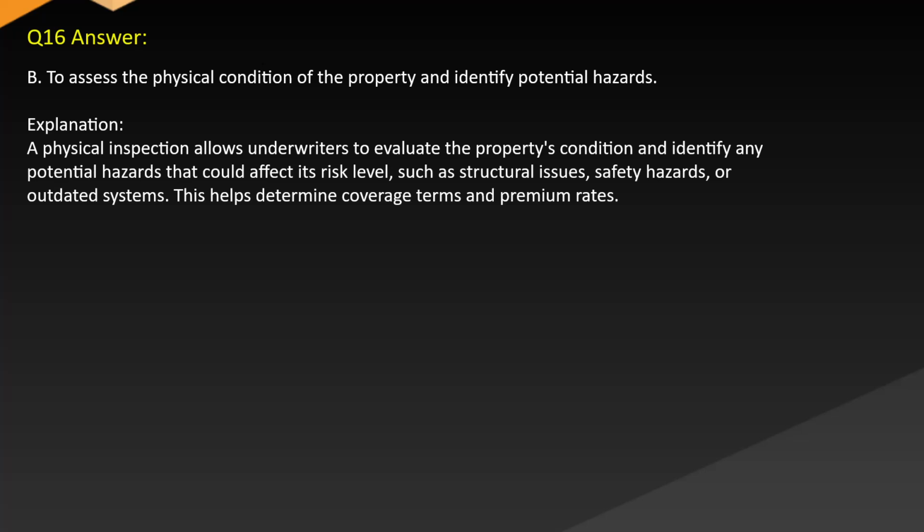Answer B. To assess the physical condition of the property and identify potential hazards. Explanation: a physical inspection allows underwriters to evaluate the property's condition and identify any potential hazards that could affect its risk level, such as structural issues, safety hazards, or outdated systems. This helps determine coverage terms and premium rates.